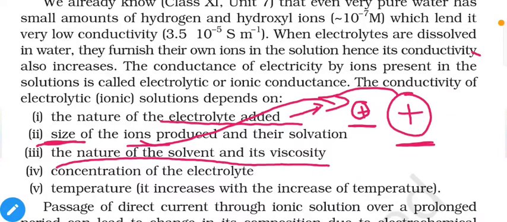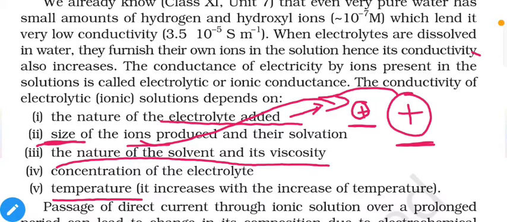Now, nature of solvent and its viscosity. If a solvent is less viscous, ions can move comparatively faster, and if it is more viscous, then ion movement will be slower. Next, concentration of electrolyte. As the concentration of the electrolyte increases, a larger number of ions will be produced. So a higher concentration will give us more conductivity, and a lower concentration will give us lower conductivity.